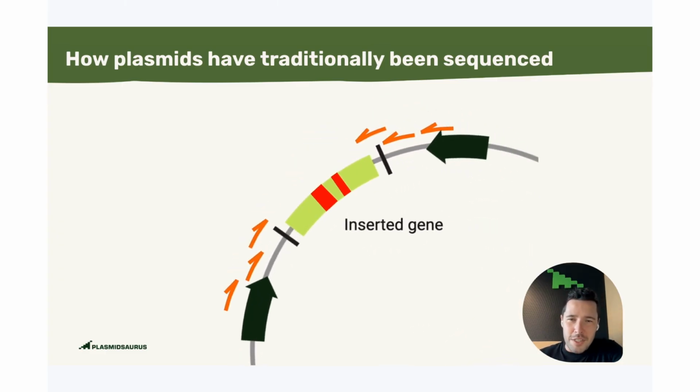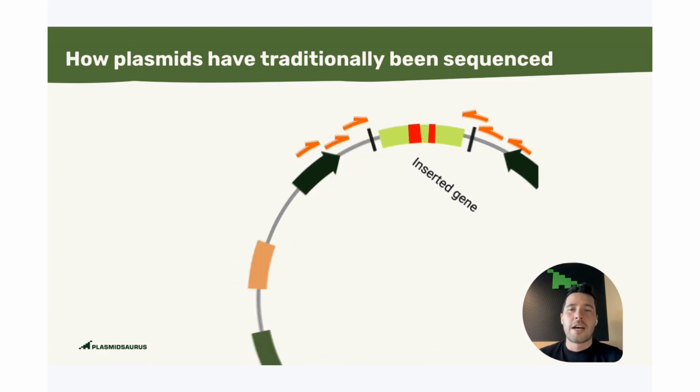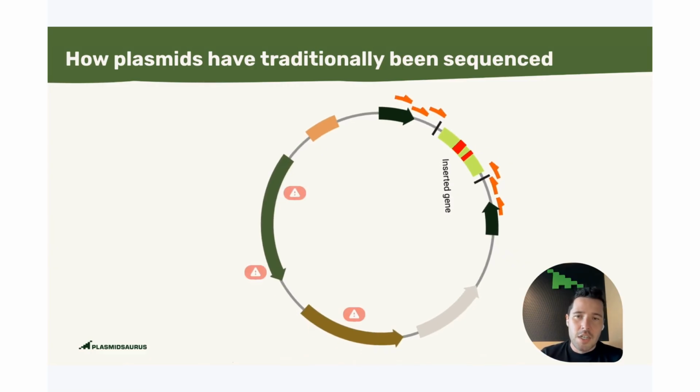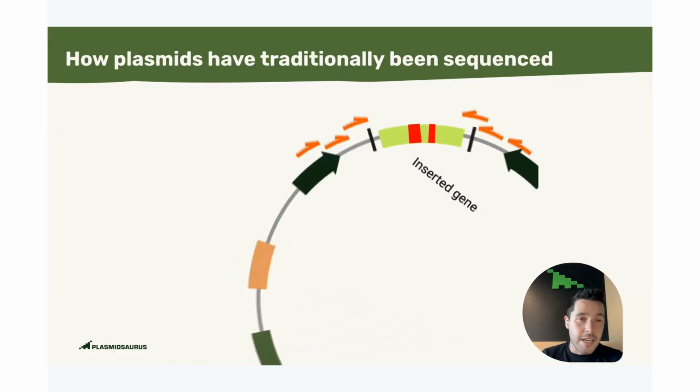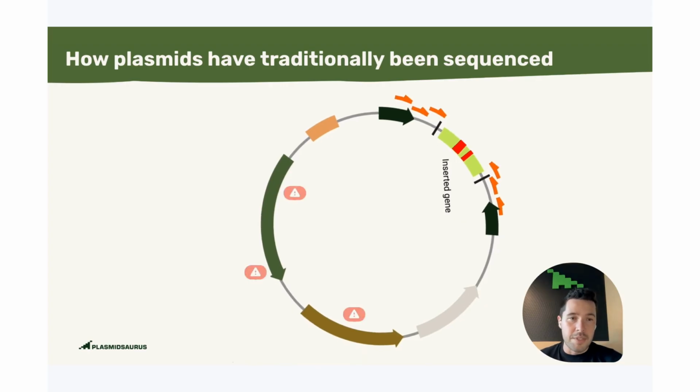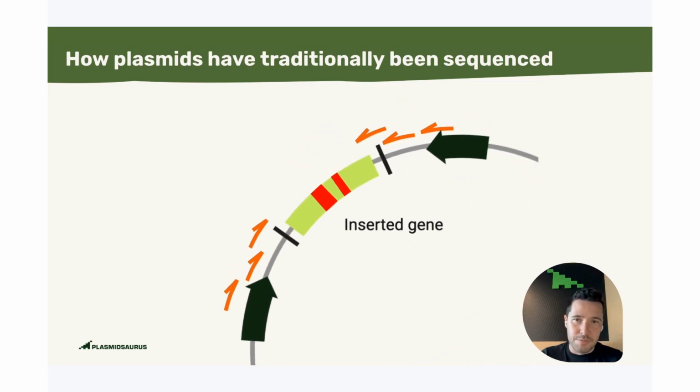So the way this method worked is that you would use the restriction sites in your plasmid to cut out the insert that you had inserted, amplify it, and sequence it. And what this allowed you to do was confirm the sequence identity of that insert. So you could make sure that you were actually inserting the gene that you thought you were inserting. So this is obviously an extremely important QC step that can save you a lot of time downstream, because you can identify really early on in the process any potential issues.